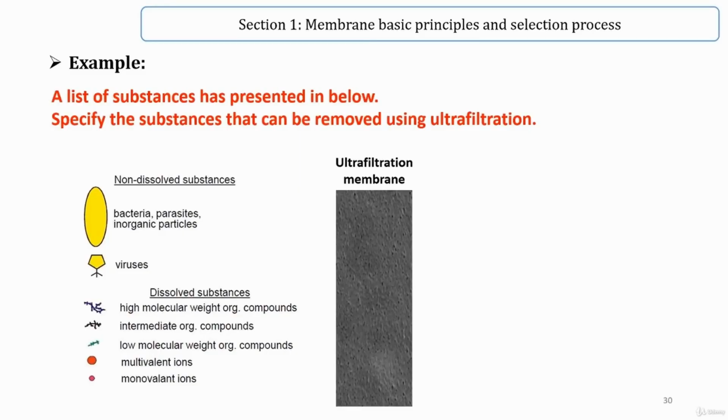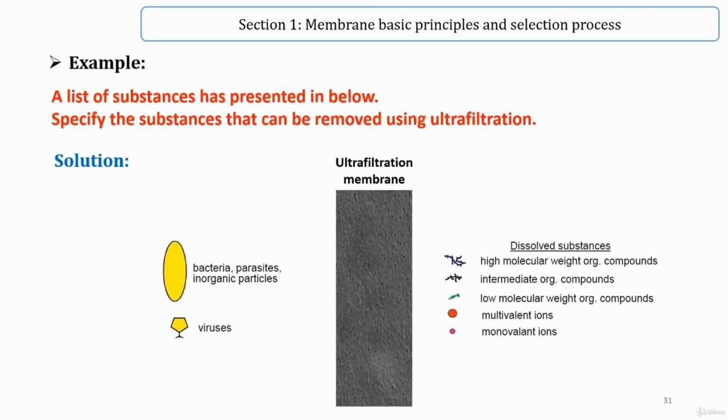Now, the previous example has been presented for ultrafiltration. As you can see in this example, the difference between microfiltration and ultrafiltration is the removal of viruses using ultrafiltration, but neither can remove dissolved substances.